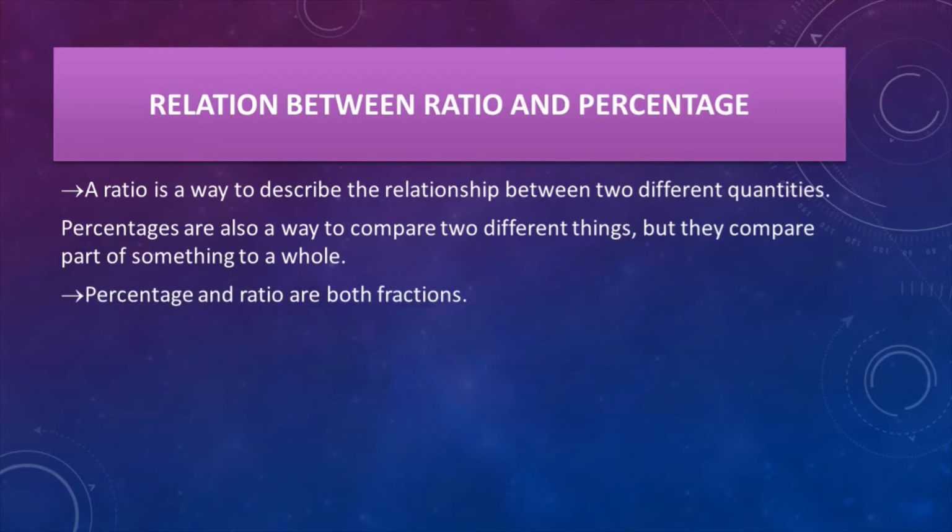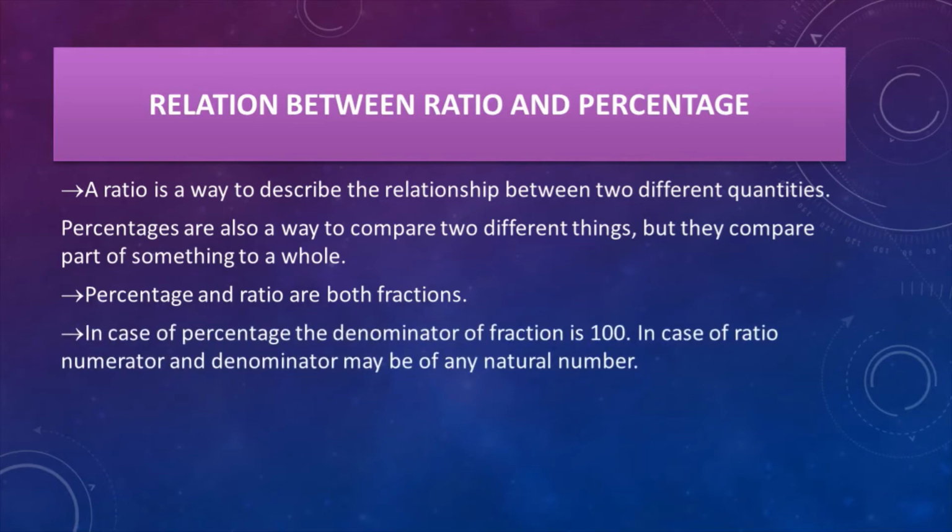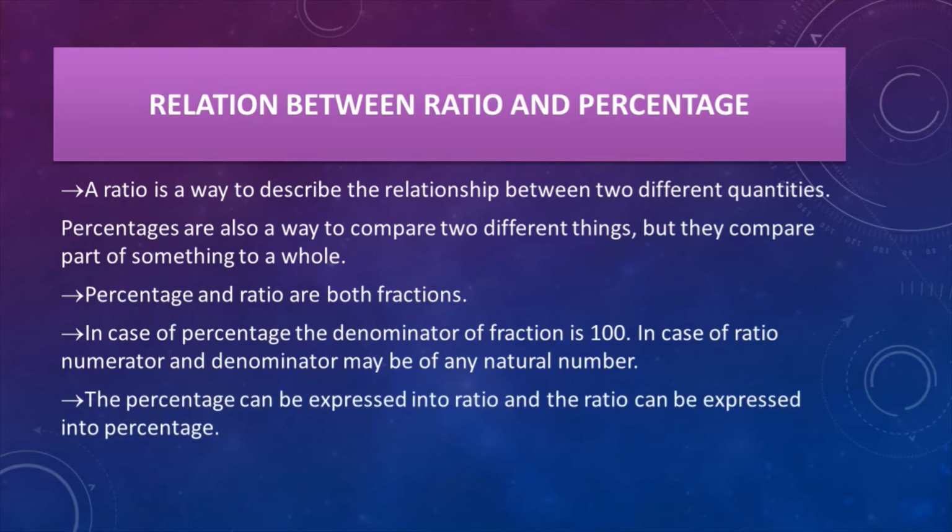Percentage and ratio are both fractions. That means percentage and ratio have a numerator and denominator, so they are both fractions. In case of percentage, the denominator of the fraction is 100. In case of ratio, numerator and denominator may be of any natural number. That means in percentage, the denominator must be 100, in case of ratio, numerator and denominator may be any natural number. The percentage can be expressed into ratio and the ratio can be expressed into percentage.